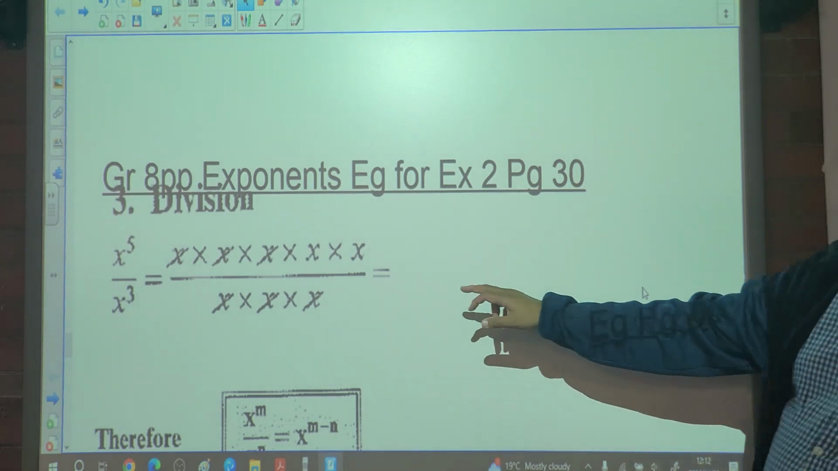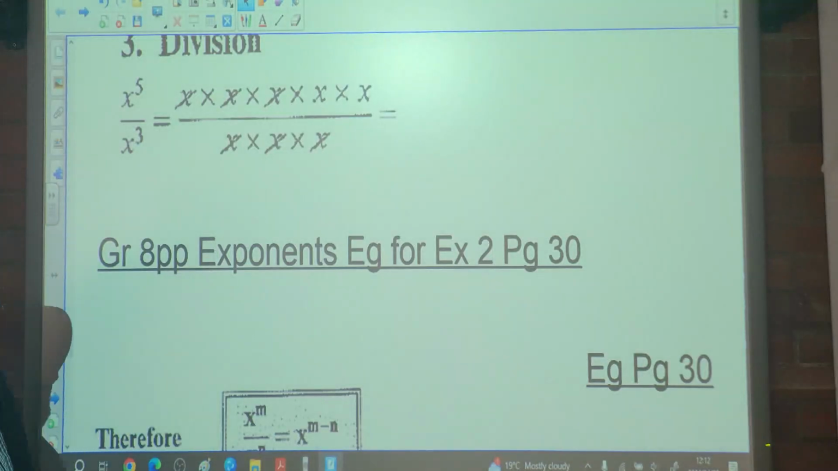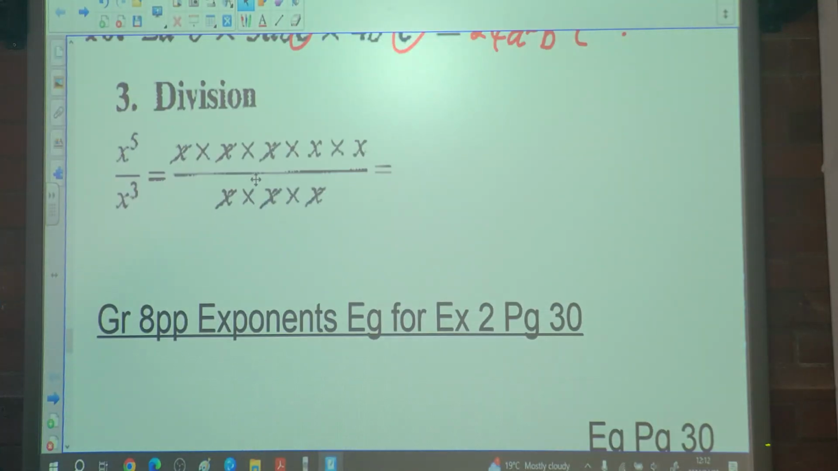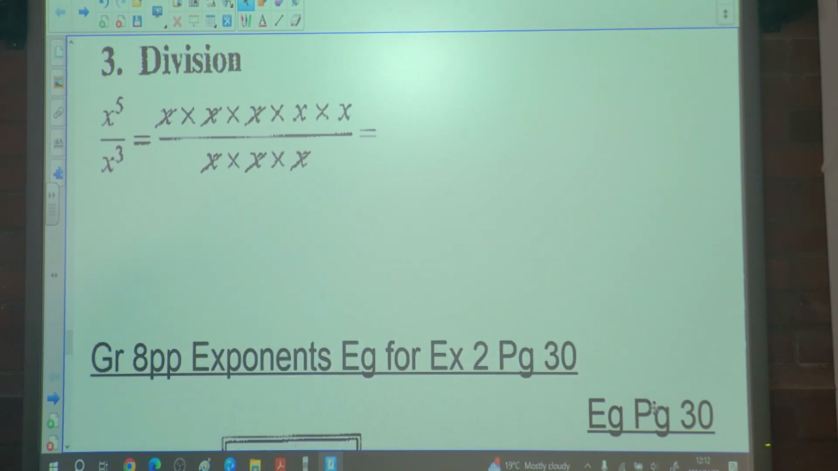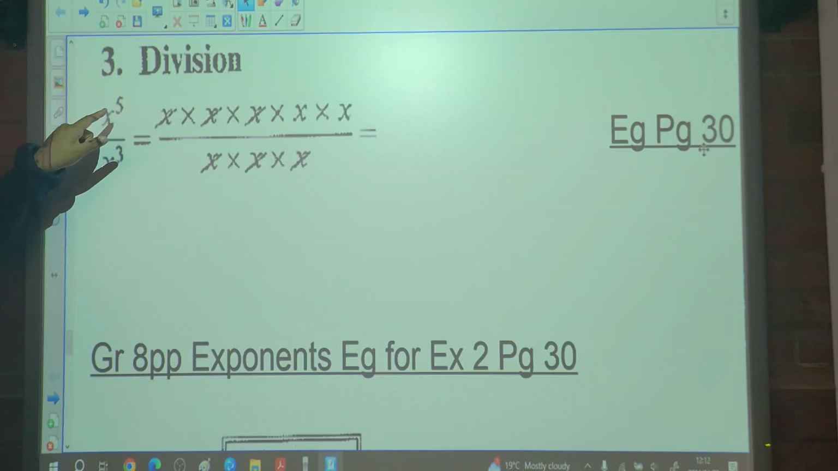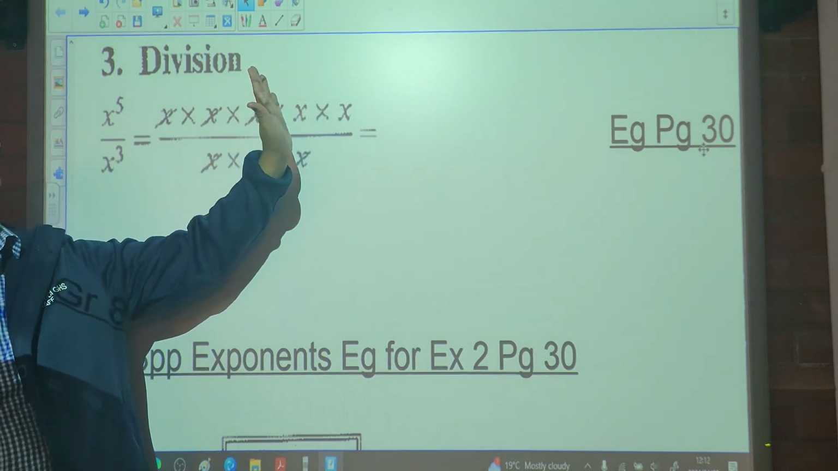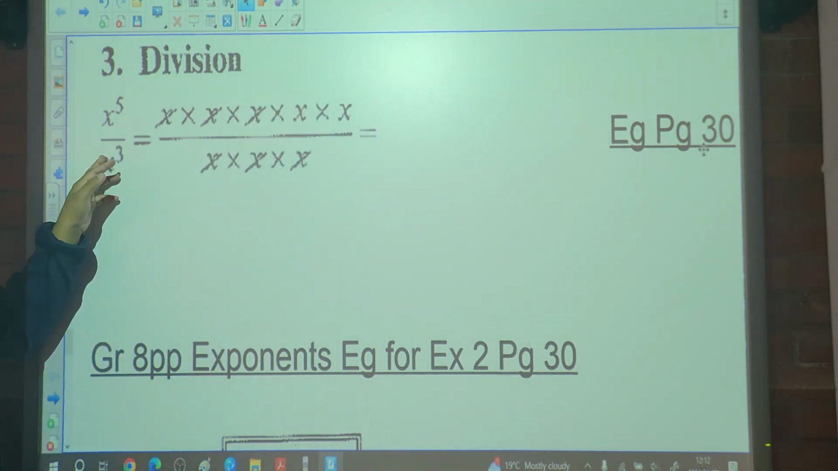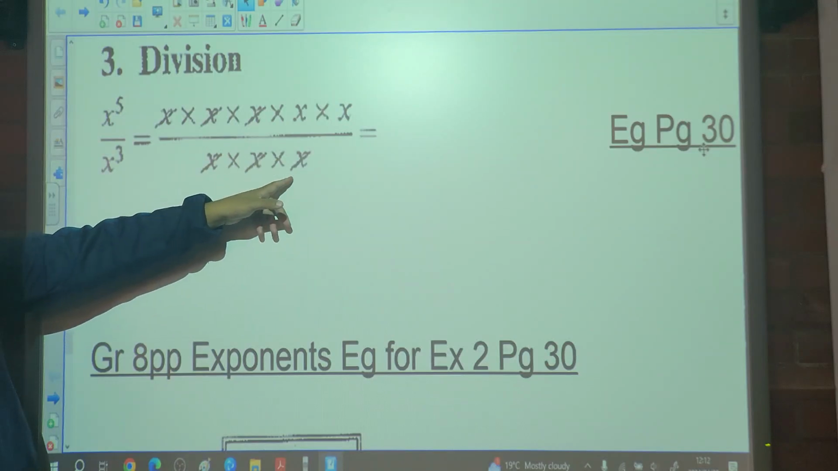Okay, so today we're going to look at division. If you are given, for argument's sake, x to the exponent 5 divided by x to the exponent 3. So x to the exponent 5 can be written as x times x times x times x times x, 5 of them, not some. X to the exponent 3 is x times x times x. There are 3 x's.